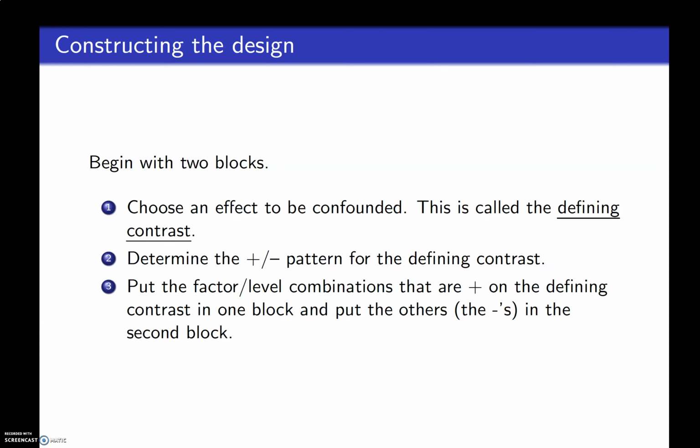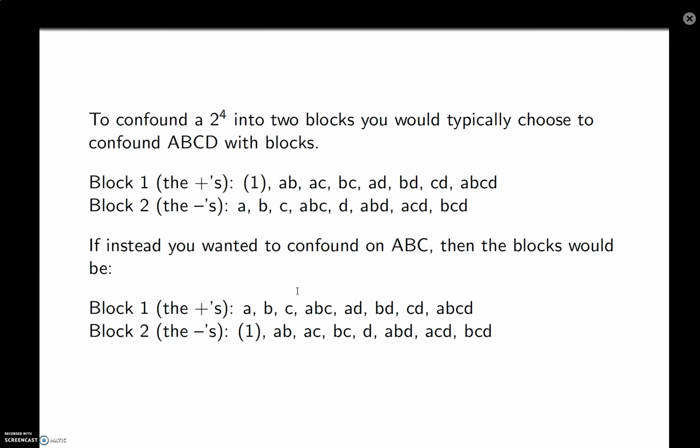Then we put the factor level combinations that are pluses on the defining contrast in one block, and put the negatives in the second block. And that way it gets canceled out, so to say. Let's see this in action. Let me get on the next screen. So we have a 2 to the 4th in 2 blocks.